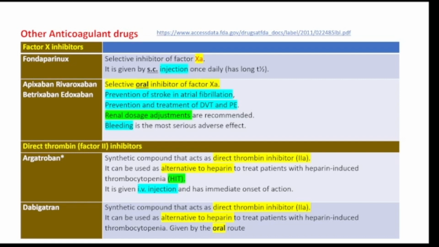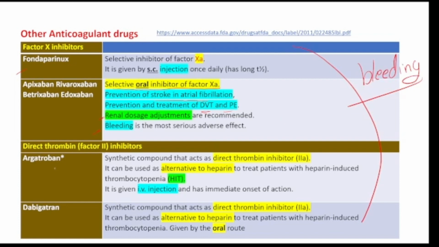We already covered fondaparinux, selective factor 10A, given subcutaneously. Apixaban, rivaroxaban, edoxaban are selective oral factor 10A inhibitors, used to prevent stroke in atrial fibrillation and for prevention and treatment of deep vein thrombosis and pulmonary embolism. Those need to be adjusted in patients with renal failure. Bleeding is still the major risk. Bleeding will be the major risk for all these medications. Okay, moving to the direct thrombin inhibitors.